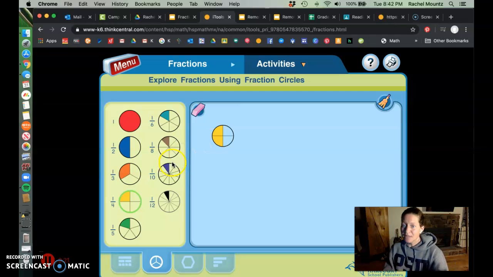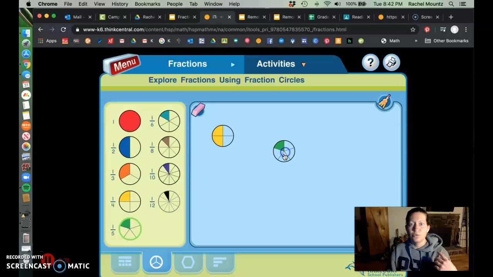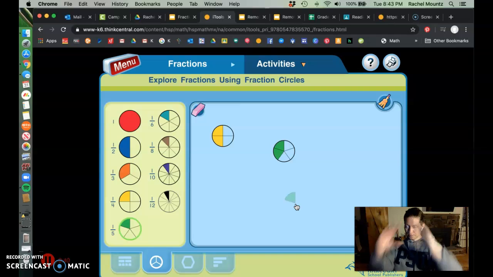And it works with any other fraction that we want to do. I could do it with fifths. I could do 1/5 plus 1/5. How many fifths do I have? There are 2 pieces. Both of those pieces are fifths. Each piece is a fifth, just a little part of the whole circle.